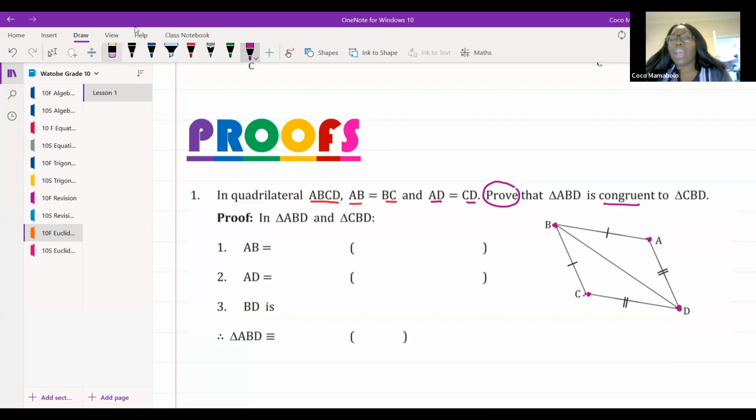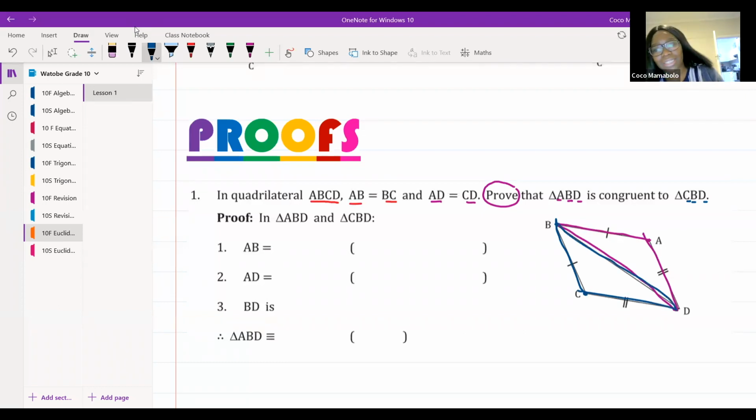Now, look at the order in which they've written it, guys. Have a look at the order in which they've written these triangles. They say triangle ABD. So we're going to start at A, we're going to go from A to B to D, and that's how we're going to close off our triangle. And we're going to make sure that that is congruent to CBD. So we're going to start at C to B to D, and then close that off.